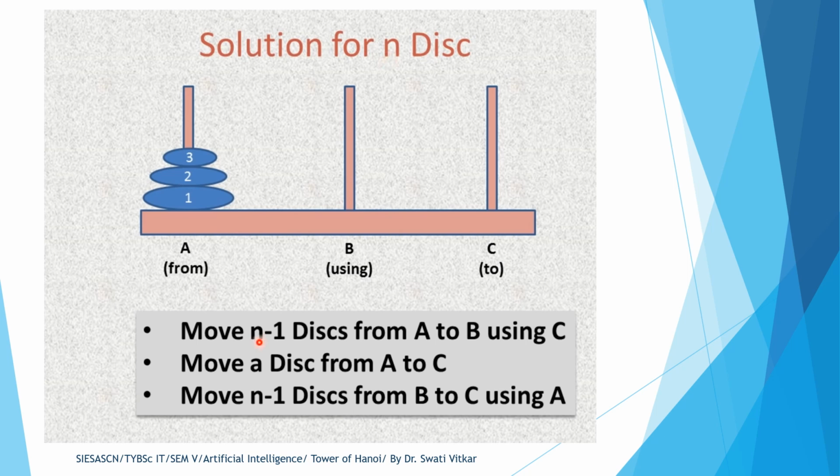So suppose there are n disks. In the previous example, we have written 2 here. So if 3 disks were there, we have written 2 here. So if there are n disks, we are writing move n minus 1 disks from A to B using C. So suppose there are 3 disks, then we are moving 2 disks from A to B using C. Then move a disk from A to C using B, and move n minus 1 disks from B to C using A. So again two disks are there.